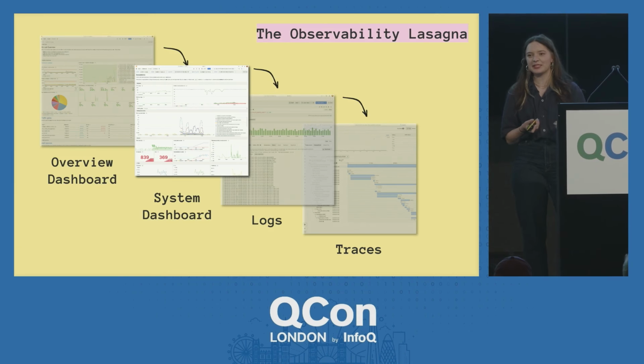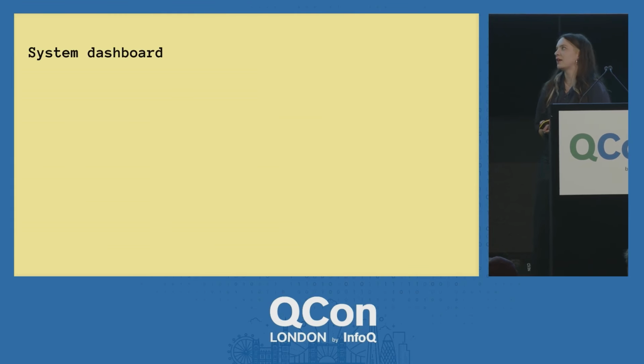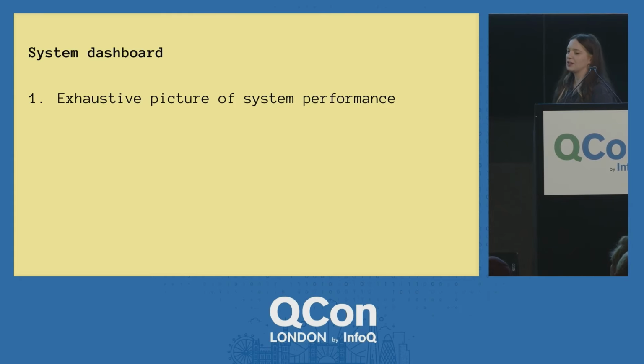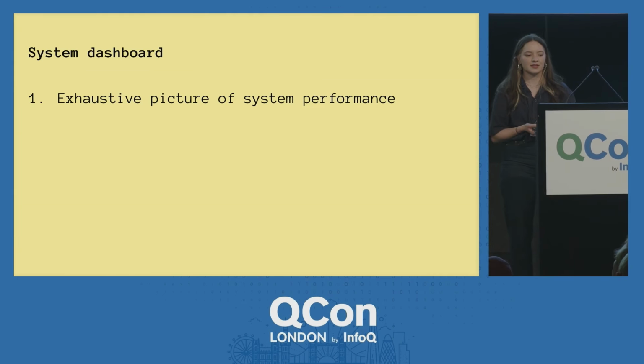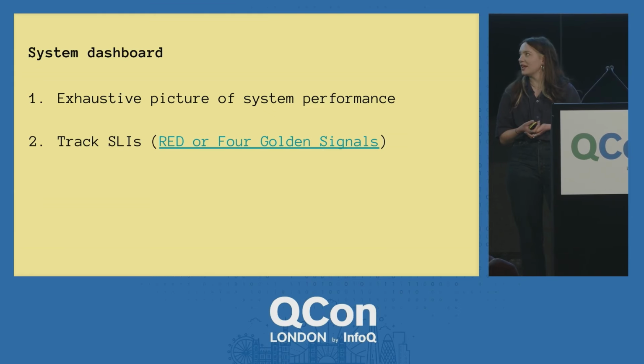So we come to a system dashboard when we already know there's an issue with an area of the system, but we don't yet know the impact or what's actually going on. So our system dashboard provides an exhaustive picture of system health. So how well it's doing its single job against time. If an engineer is here, they probably know something is up.